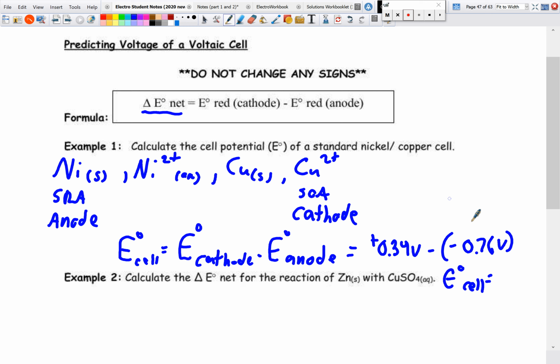Sorry, I used the wrong values there. Let me go back and change that. It's a positive 0.34 and a negative value for nickel. Sorry, I was looking at zinc for a second. That's the next one.